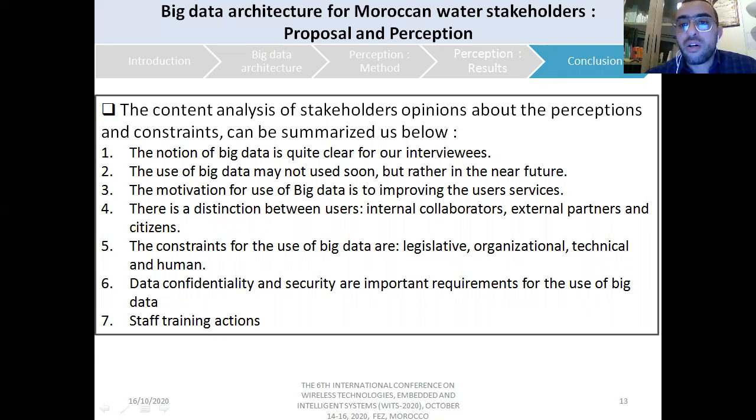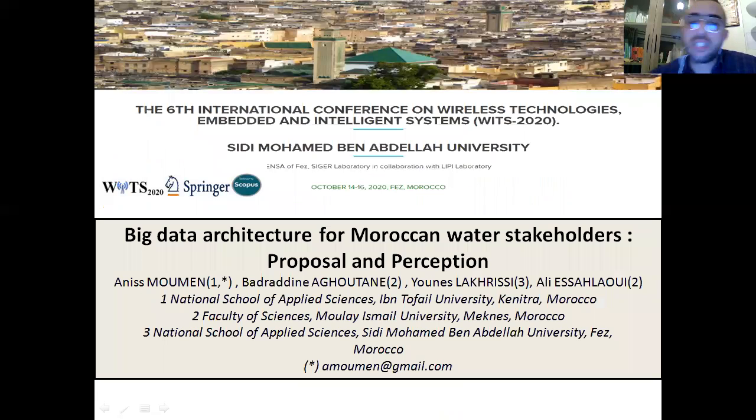The constraints for the use of big data are legislative, organizational, technical, and human. According to this content analysis, data confidentiality and security are important requirements for the use of big data. Staff training action should focus on training courses to raise users' awareness, technical training for monitoring and maintenance of hardware and software platform, and technical training for analysis by using BI tools and data mining in big data architecture.